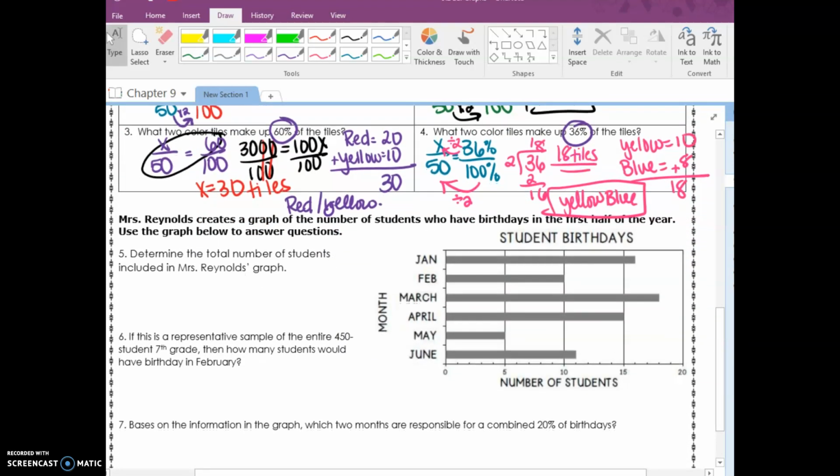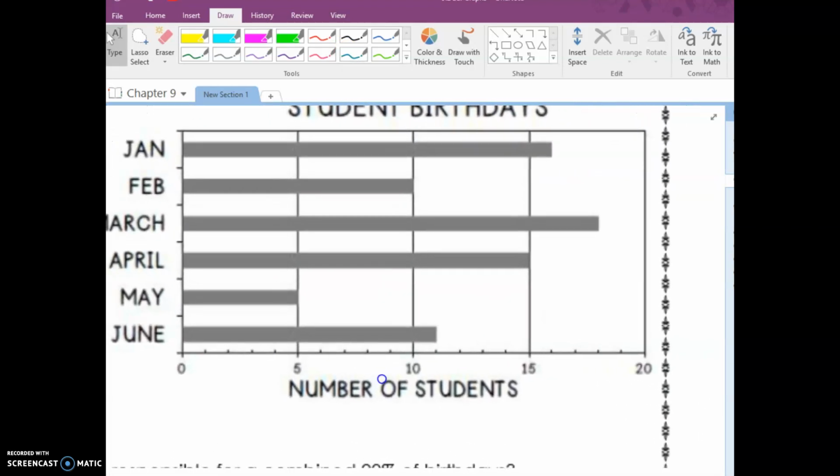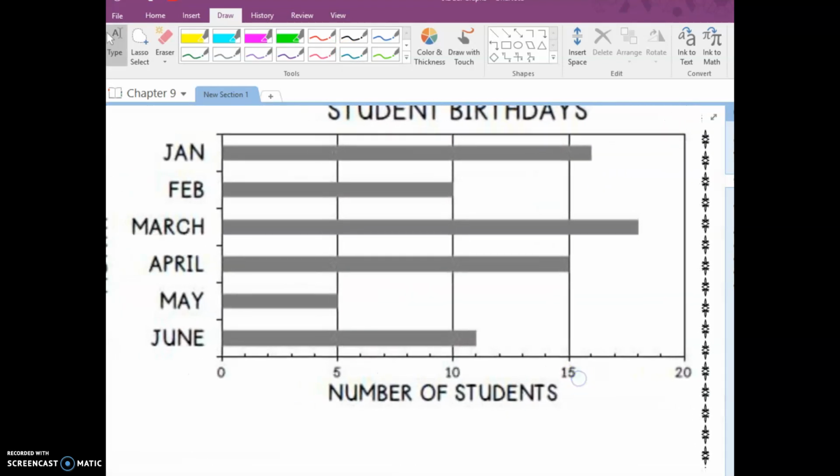It says Mrs. Reynolds creates a graph of the number of students who have birthdays in the first half of the year. Use the graph below to answer the questions. It says determine the total number of students included in Mrs. Reynolds' graph. So once again, I'm going to look at my bar graph, and I'm going to determine the number of students for each month before I move on.